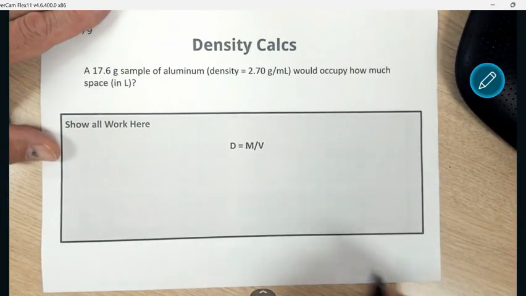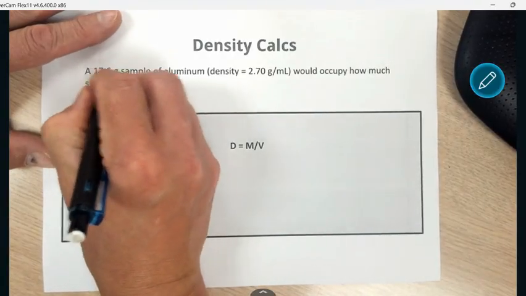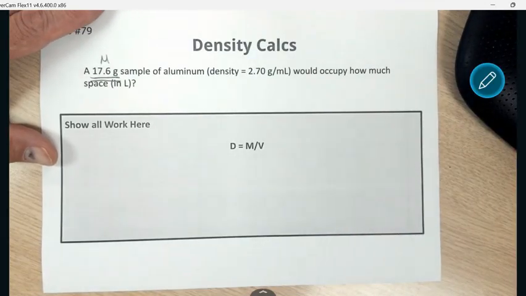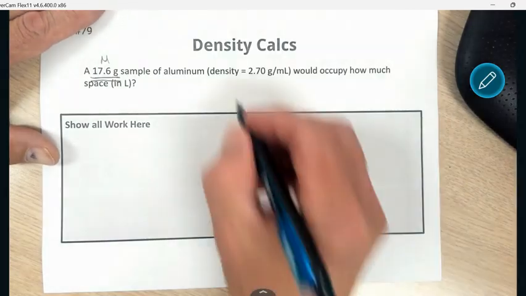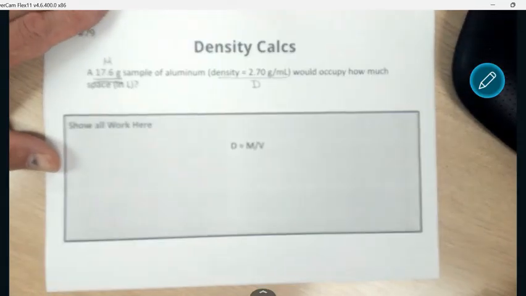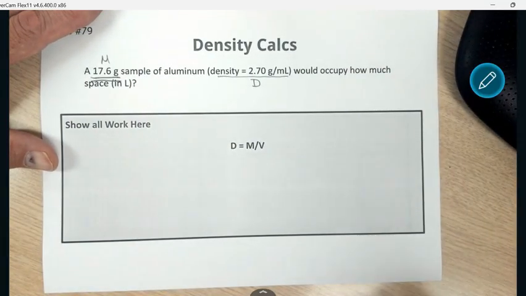A 17.6 gram sample. 17.6 grams, ladies and gentlemen, that is a mass. How do I know? Grams measures mass. A 17.6 gram sample of aluminum. Here you go. Density given to you right there. Would occupy how much space in liters?